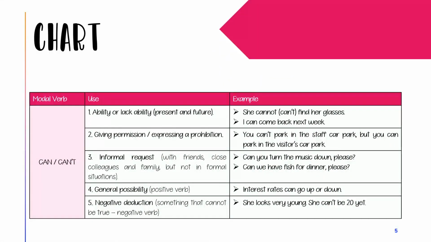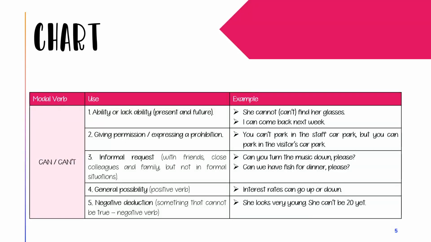The modal verb can is used to express ability or lack of ability in the present and future tense. For example, she cannot find her glasses, or I can come back next week. Can is also used for giving permission or expressing a prohibition. You can't park in the staff car park, but you can park in the visitor's car park.